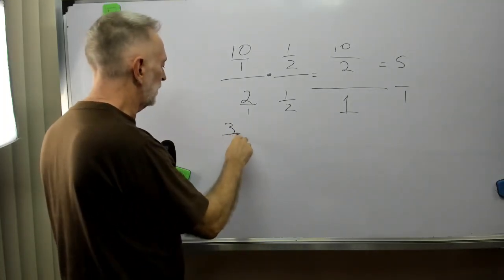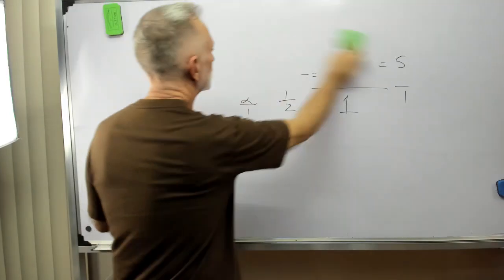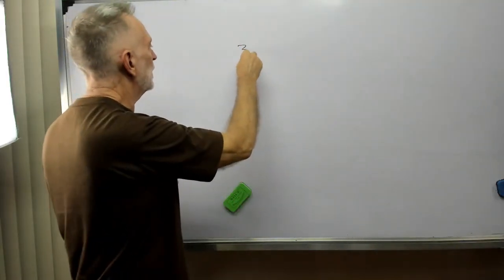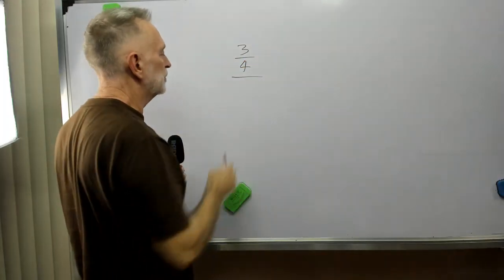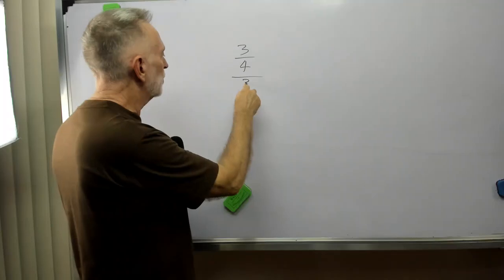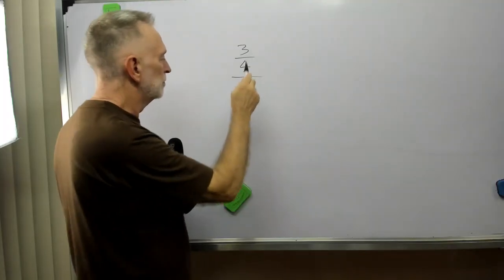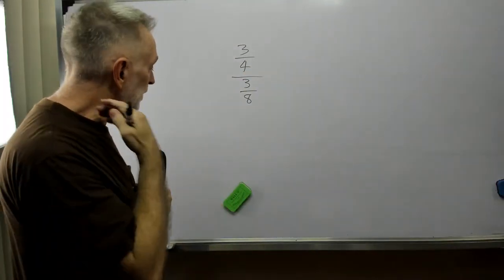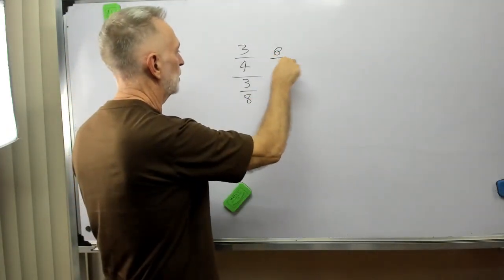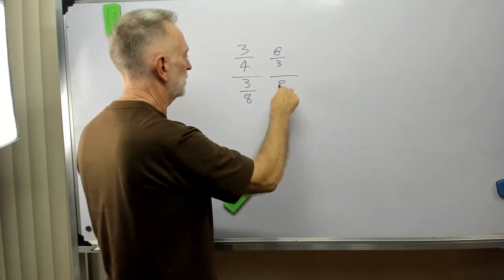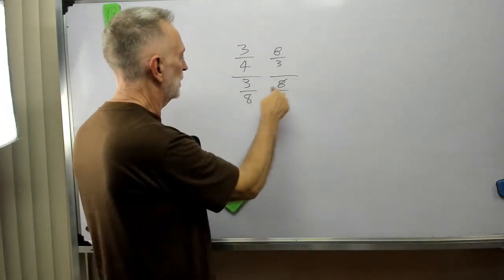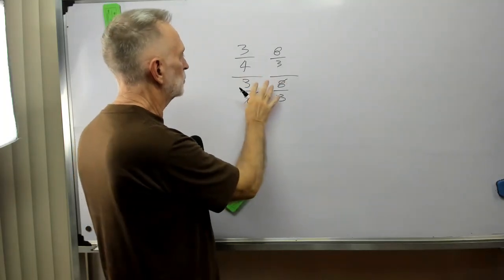If I have 3 over 4, 3/4 divided by 3/8. Okay, now we just said I can invert that number. It's 8 over 3 divided by 8 over 3. 3 over 3 is 1, 8 over 8 is 1. All of this becomes 1.